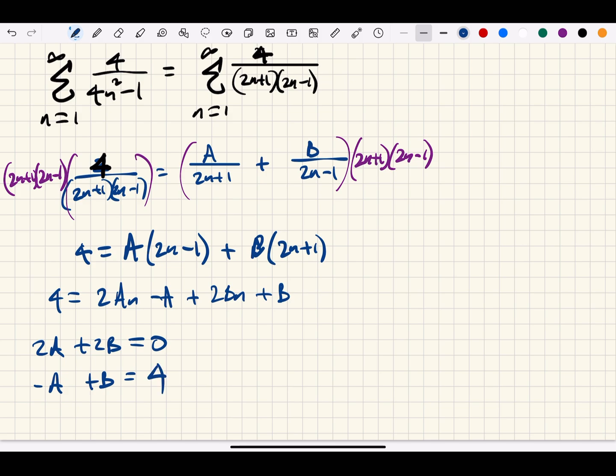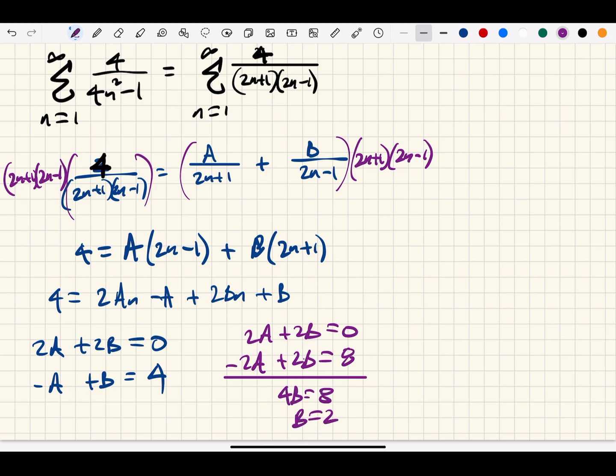Okay, we could multiply the second equation by 2 and make those A's go away nicely, couldn't we? So we'd still have 2A plus 2B equals 0. Now we're multiplying the second one by 2, so we have minus 2A plus 2B equals 8. And when we add these together, we get 4B equals 8, and so B is equal to 2. Now, if minus A plus B is equal to 4 and B is 2, then A is going to have to be negative 2, isn't it? And then we could check that in our top one too, which would also give us minus 4 plus 4 is 0. Good.